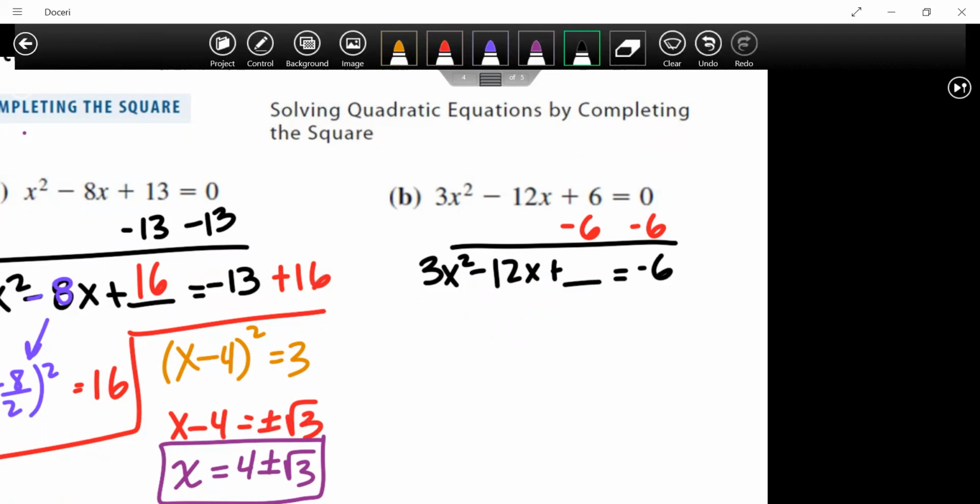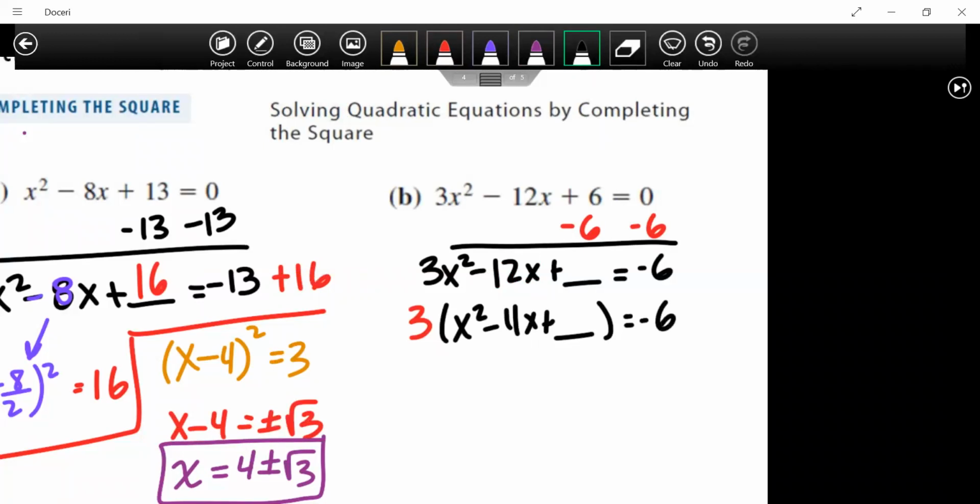I'm going to bring it over to the other side because sometimes when you take out the 3, you forget that you are still multiplying by that 3 to bring it to the other side. So I'm just going to bring it over later. We're going to pull out the GCF in front. The GCF will be 3x squared minus 4x plus something is equal to negative 6.